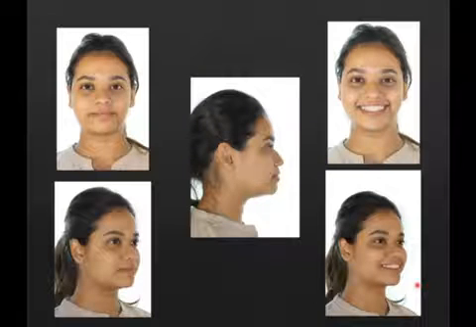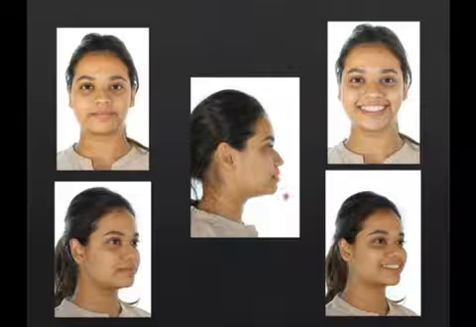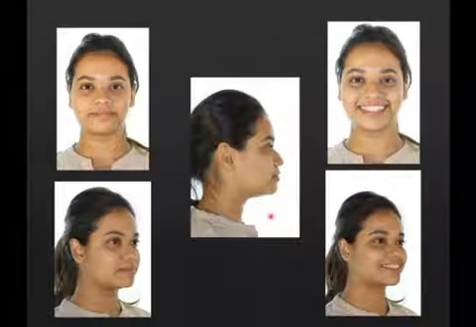So here is a case of class 1 bimaxillary protrusion. In a class 1 bimaxillary case, the patient has a normal molar and canine relationship. However, there is increased inclination of the upper and lower incisors. Because of this, the patient's profile has become convex and the nasolabial angle has decreased. Because of the increased inclination, the patient has a protrusive upper lip.